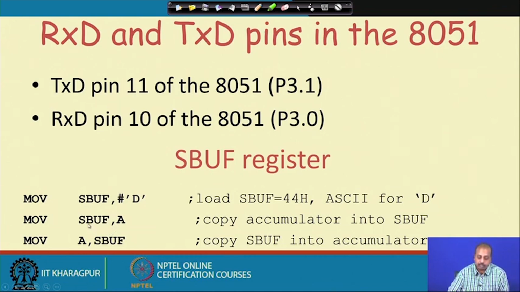Whatever be the value in A will be transmitted. You can also get a copy of SBUF into A. That way you can read the content of the SBUF buffer register into the A register to see if something has been received, and when something has been received, you can do that.